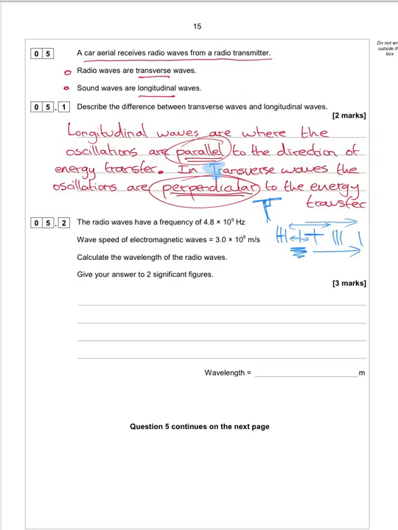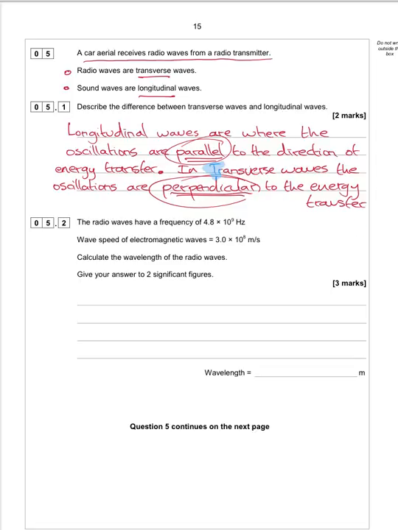Whereas in a transverse wave, you've got like a rope, and the rope itself will move up and down. So the medium will move up and down, but the wave itself moves forward. And so those two directions, the up and down of the rope and the forwards direction of the energy being transferred by the wave, are perpendicular to each other. So that is a transverse wave.